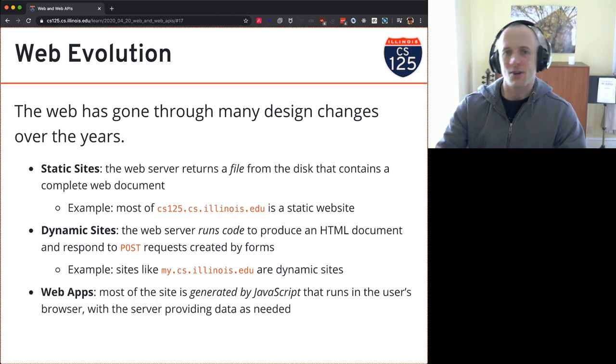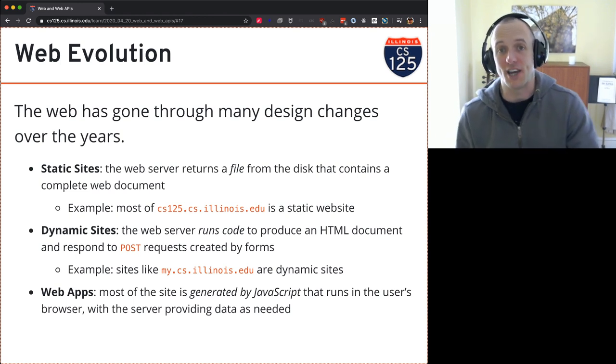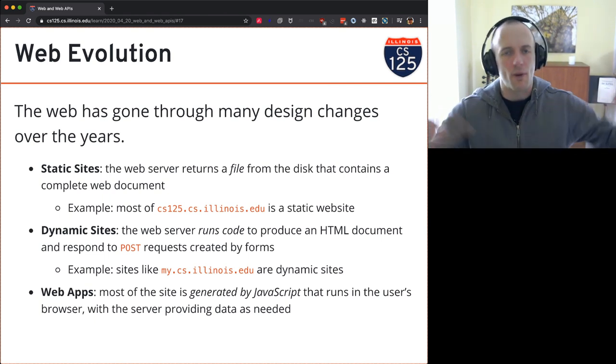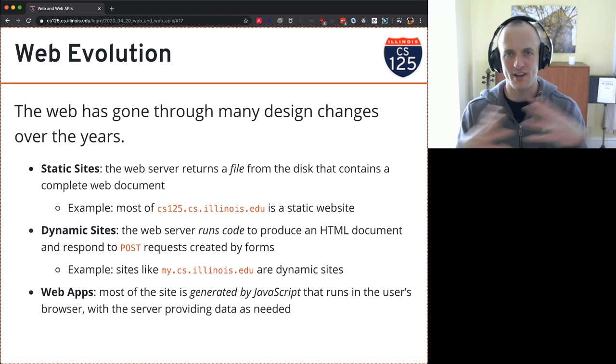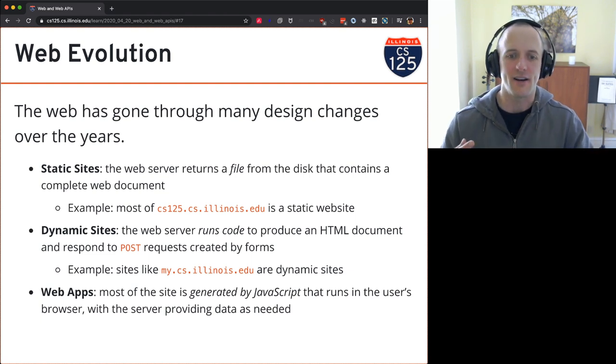Now, the last category of applications that's really starting to be more common on the web is something called a web application. And these just totally blow away the existing web paradigm entirely, right? And I would need several class periods to explain how these work. But the idea here is that the page that you see didn't really come from the server at all.